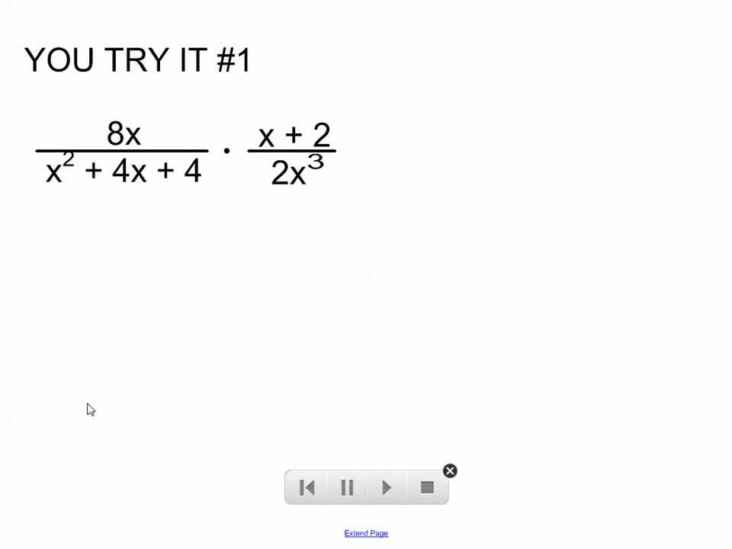All right, so why don't you go ahead and try this one. You'll press pause, and when you press play, my solution will be waiting for you. Obviously, you want to factor as much as you can, simplify, and then present your answer.